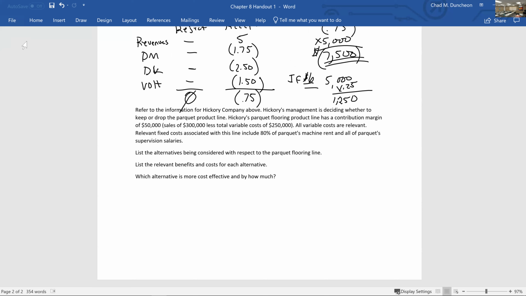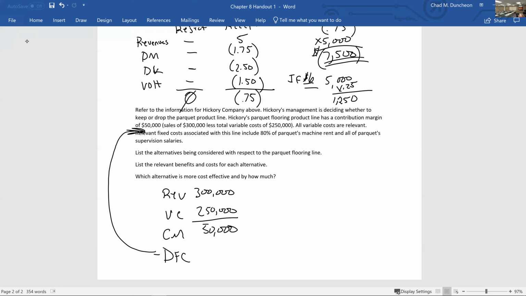Remember we were talking about keep or drop. So what we do here is look at the income. 300,000 would be our revenues. Our variable cost would be 250,000 to get us a 50,000 contribution margin. And then we'd have to take out our direct fixed costs. Our direct fixed costs come from right here: 80% of the machine rent and all of the supervision salaries. That is the number we would put here if we had that information.